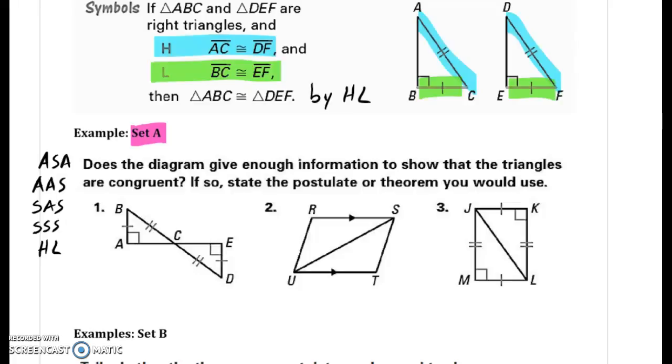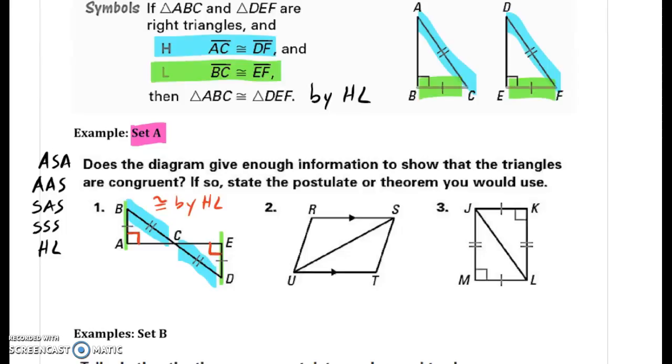Alright, so this first one, it is a right triangle. We have the hypotenuse the same, and we have a leg that is the same. Therefore, these are congruent by hypotenuse, leg.